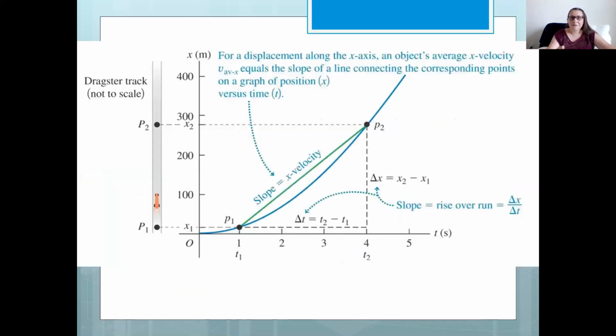This is the textbook version of that same graph. A little bit more detail for you there. We can see they've marked our point 1 and point 2 that we were interested in before.